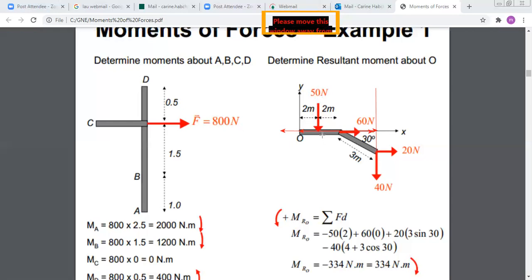50 Newton force is not producing a moment about x, of course, and not about y. It's producing a moment about z, and the z-axis is passing by point O. So when we say sum of moment about O, we mean sum of moment about the z-axis passing by O. The distance from O to the 50 Newton force, you do the perpendicular from O to this force, it's 2 meters.